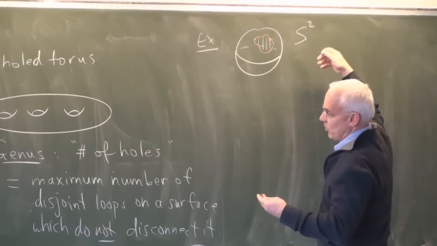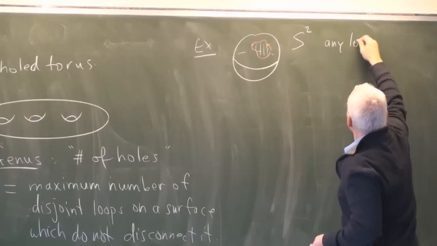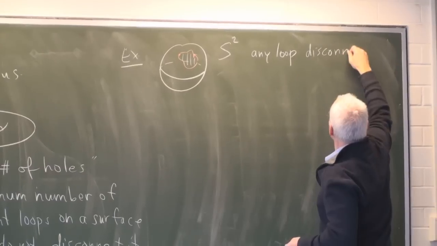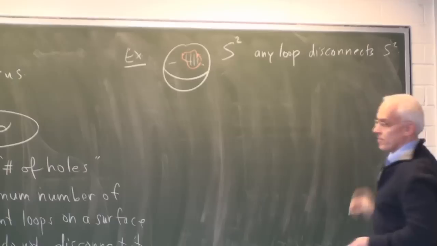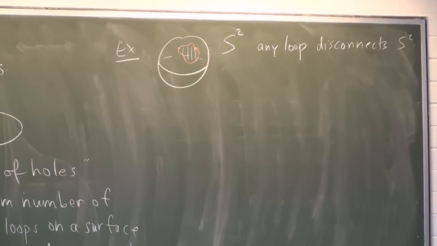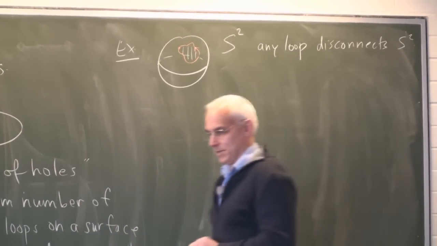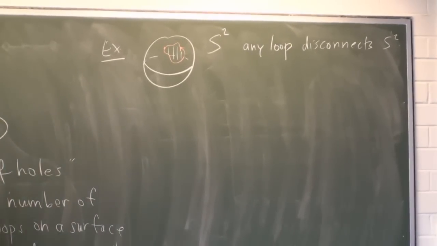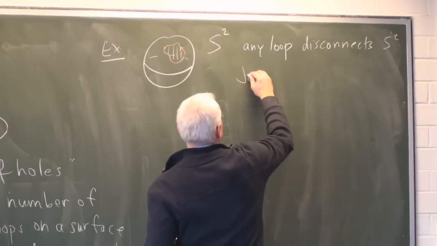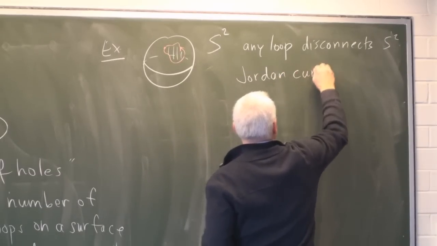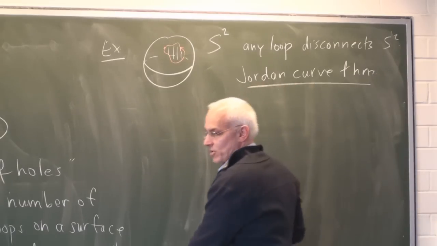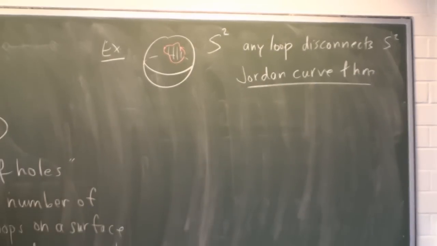So a loop, any loop, disconnects S2. That's actually not such an easy theorem to say precisely and to prove. That's essentially a famous theorem called the Jordan curve theorem. And even to say precisely what that is is a non-trivial exercise.